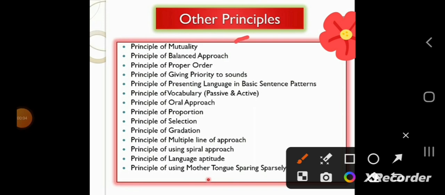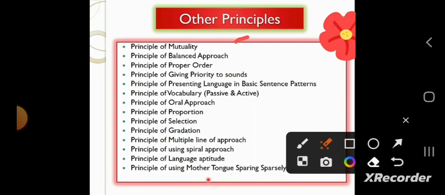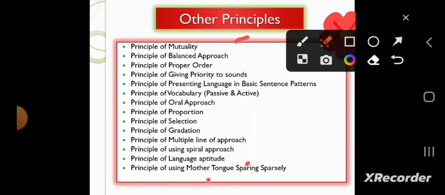Other principles. Principle of mutuality, principle of balanced approach, principle of proper order, principle of giving priority to sound, principle of presenting language in basic sentence patterns, principle of vocabulary, passive and active, principle of oral approach, principle of proportion, principle of selection, principle of gradation, principle of multiple line approach, principle of using spiral approach, principle of language aptitude, principle of using mother tongue sparsely.